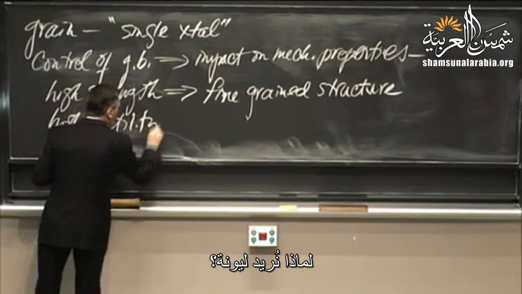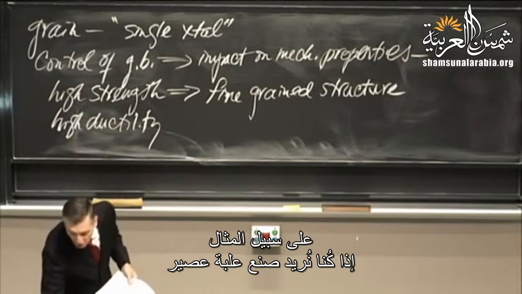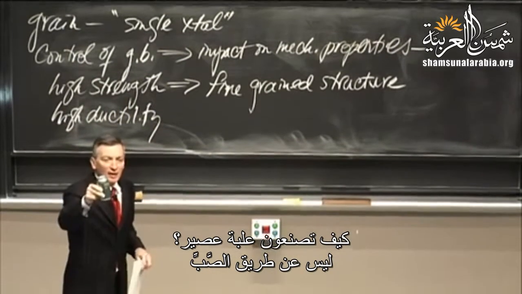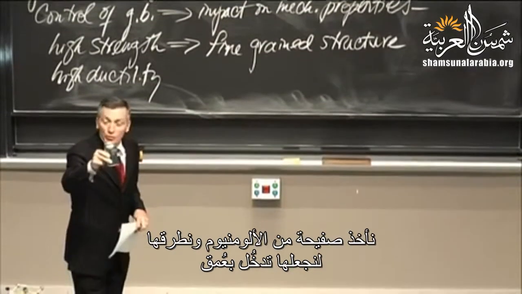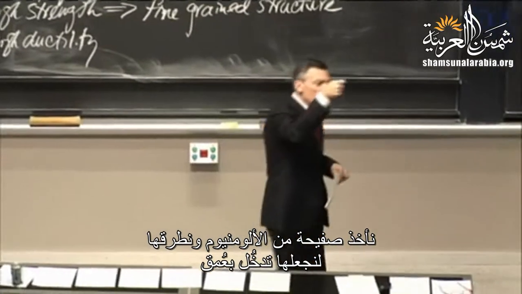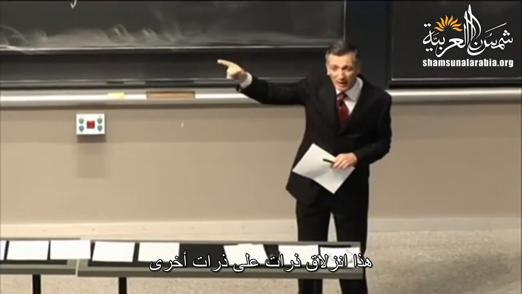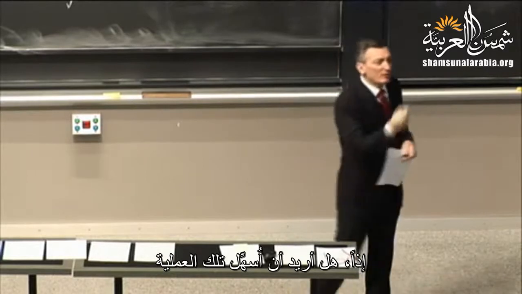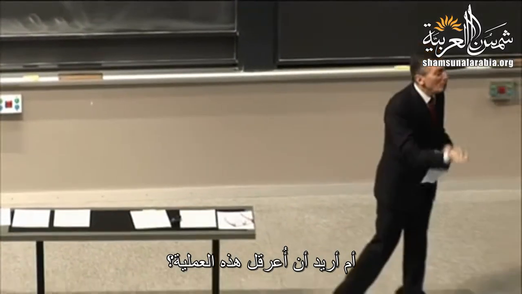why would you want ductility? For example, you want to make a beverage container. How do you make a beverage container? Not by casting. You take a sheet of aluminum and you punch it and cause it to deep draw. That's atoms sliding over atoms. So do I want to facilitate that process or impede it?